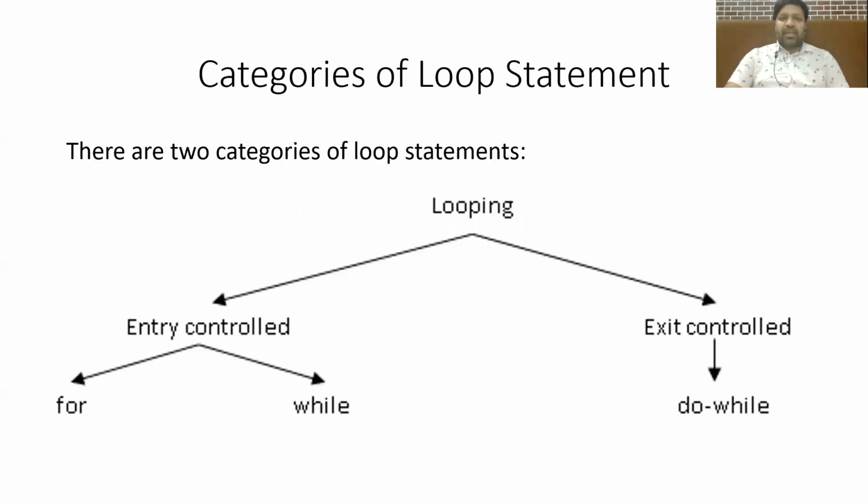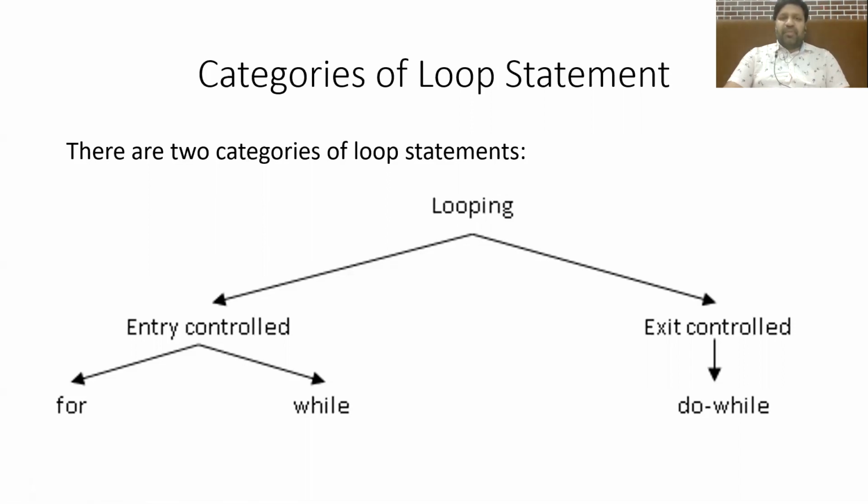Now, how many categories of loop statements do we have? Broadly, the loop statements are divided into two. One is called entry controlled and one is called exit controlled. Exit control refers to where the exit condition, the condition to terminate the loop, is after the body of the loop, or after the compound statements inside the loop. Whereas in case of entry control, the condition is before the body of the loop.